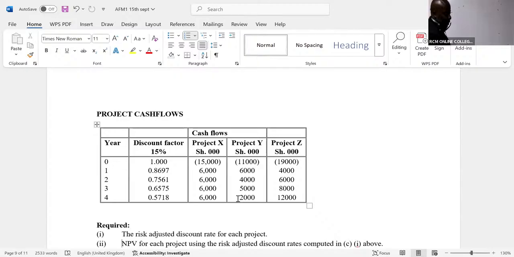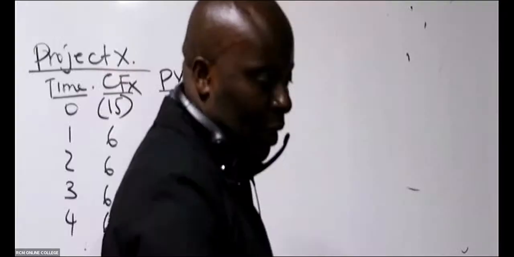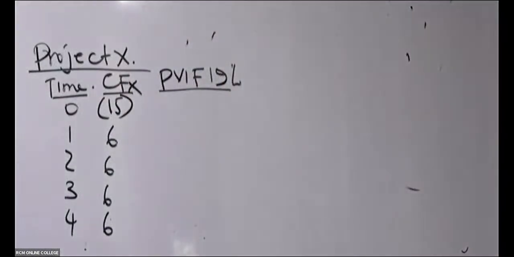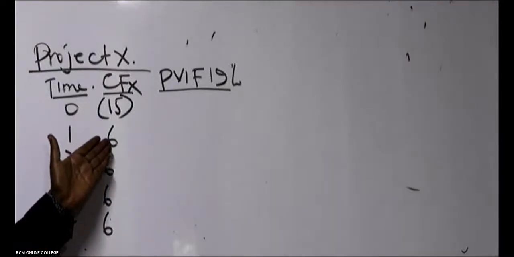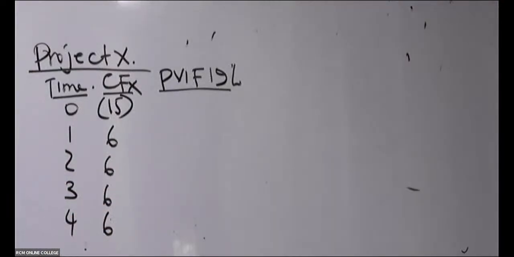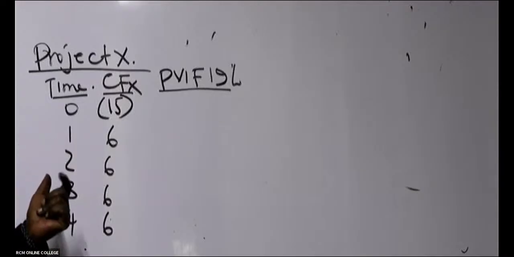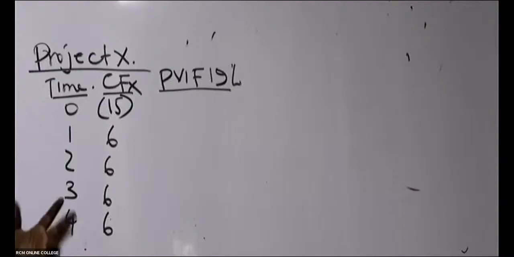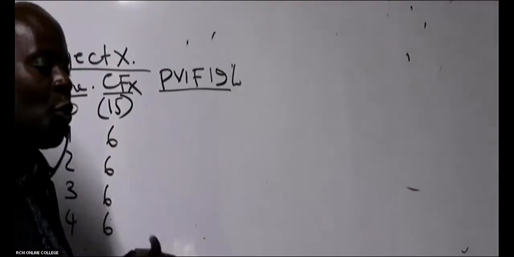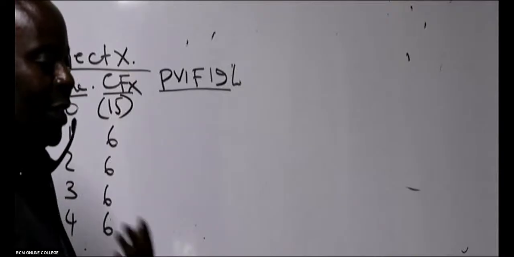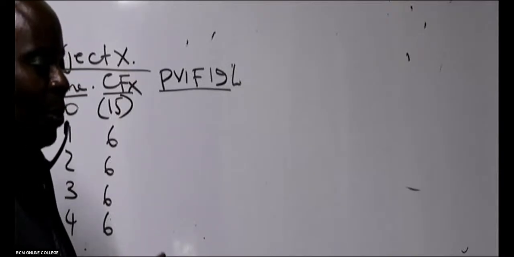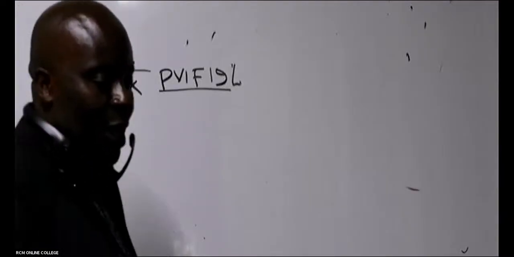For project X, we have its cost of capital, which in this case is 19%. There are two ways of going about this. One way is to assume that these are independent, irregular cash flows and use PVF at 19%. Method 2 is to take them as annuities and use PVFA. So let's use PVF first, and then we compare notes.